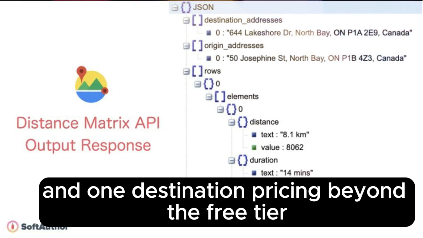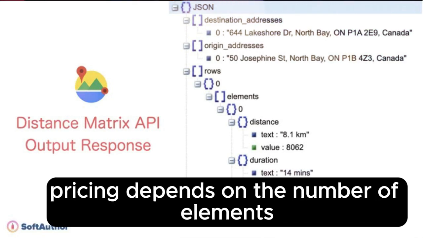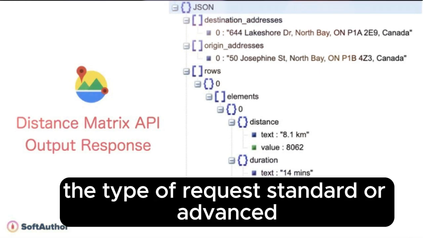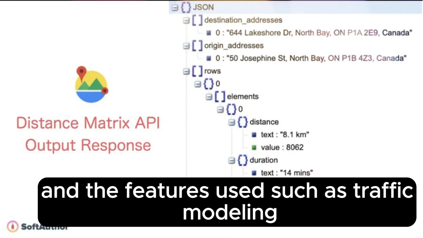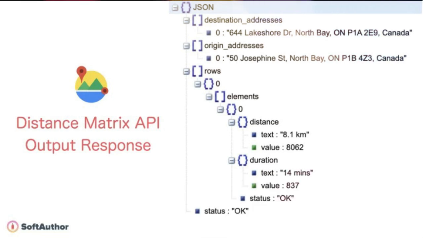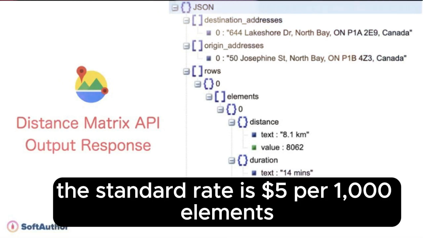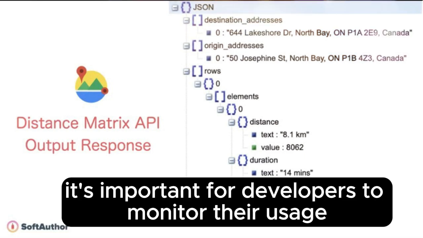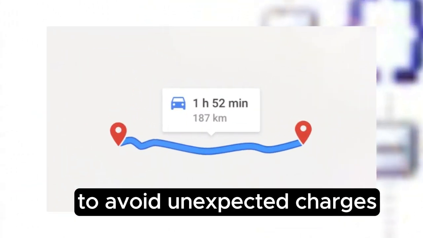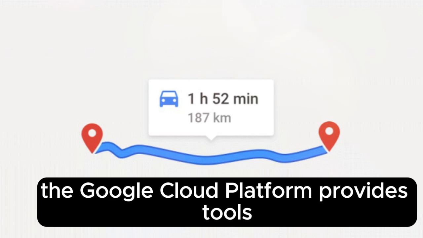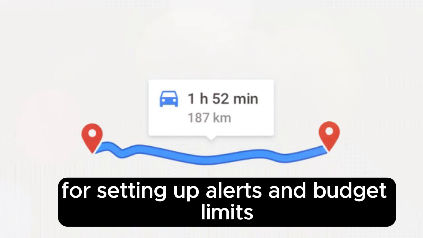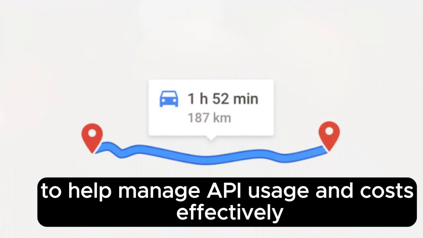Pricing. Beyond the free tier, pricing depends on the number of elements, the type of request, standard or advanced, and the features used, such as traffic modeling. The standard rate is $5 per 1,000 elements. It's important for developers to monitor their usage to avoid unexpected charges. The Google Cloud Platform provides tools for setting up alerts and budget limits to help manage API usage and costs effectively.